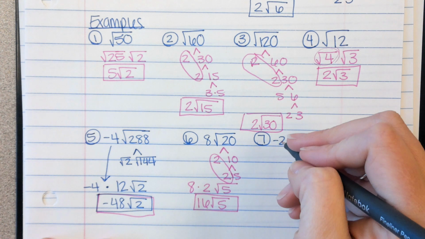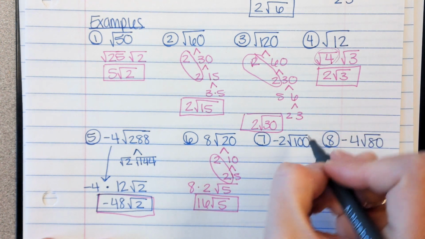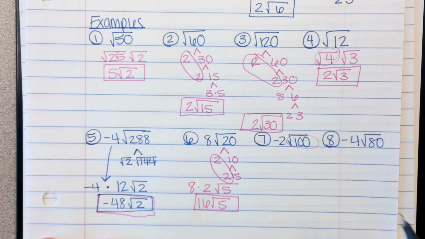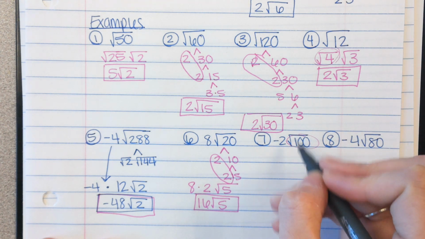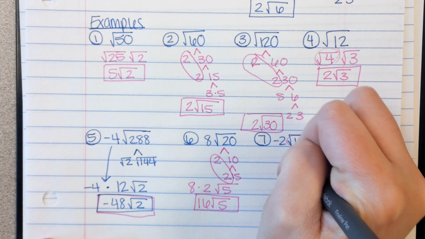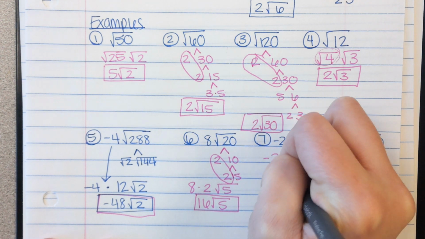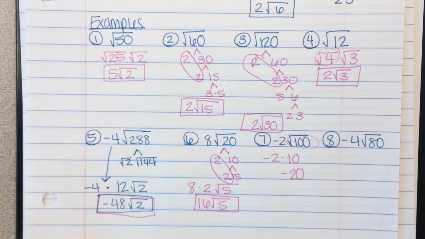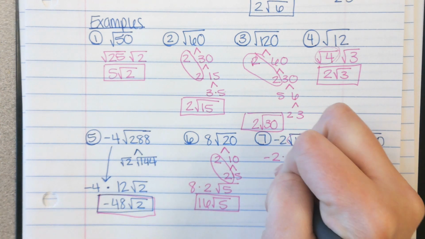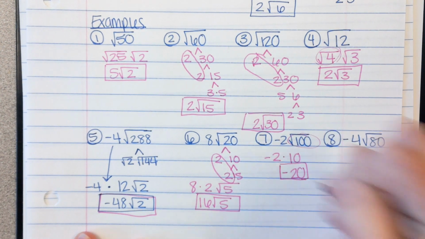All right, number 7, I have negative 2 times the square root of 100. Oh, what do we know about 100? It's a perfect square. So what's the square root of 100? 10. And we have negative 2. Negative 2 times 10 is negative 20. All right, so we have negative 20.